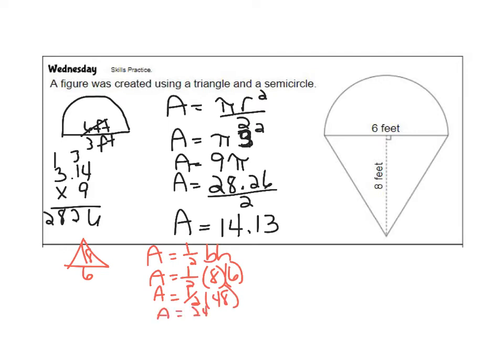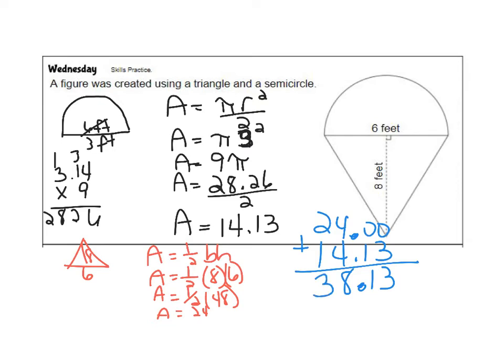So now that we have both areas, we're going to add them up. So this is going to be 24 plus, remember your decimals at the end of 24, so think of them as dollars, and then you're going to add 14.13. So that's 13, 8, and 3. So my total area is 38.13 square feet.